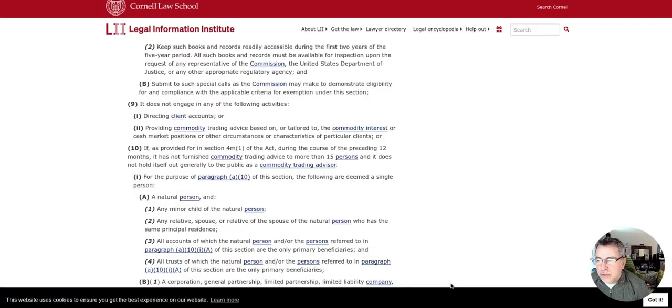The two things you can't do if you're putting out trading signals or a newsletter are direct client accounts and provide commodity trading advice tailored to the interest of particular clients. A newsletter provides general information and tells everybody the same thing at the same time. An electronic version, such as a trading signal, where everyone gets the same information, you're telling everyone to buy or sell, not taking into account anyone's risk tolerance, portfolio, or net worth. You just give everyone the same information electronically. That's the same as putting out a newspaper.